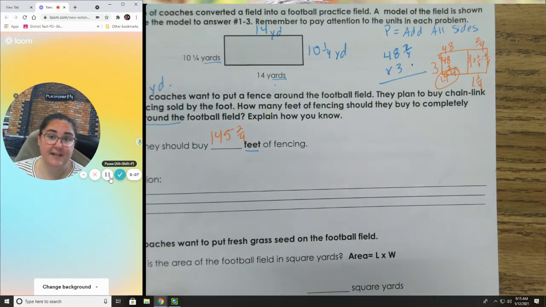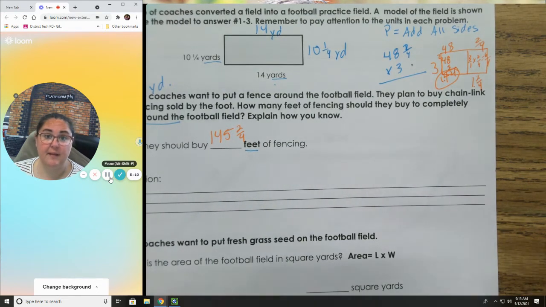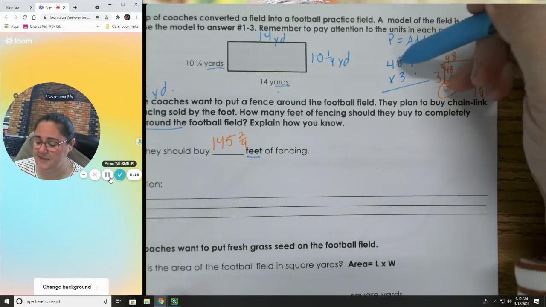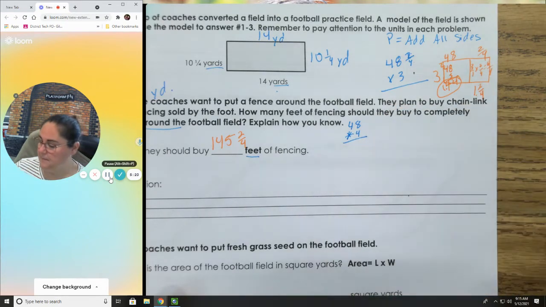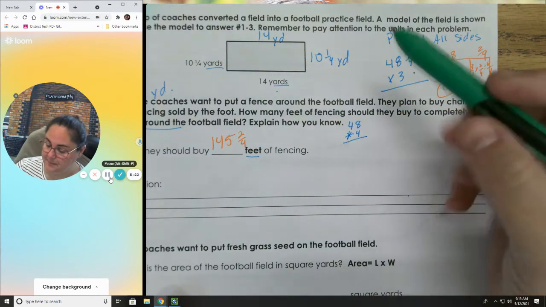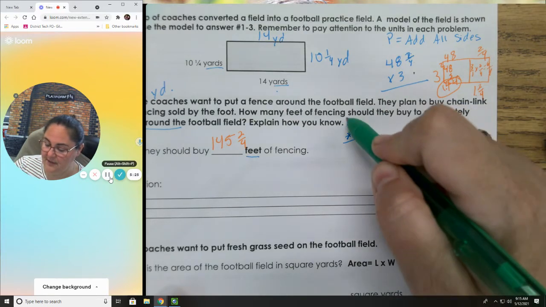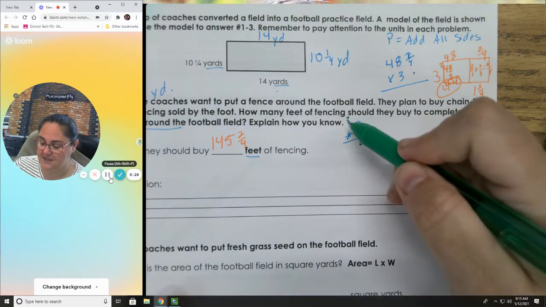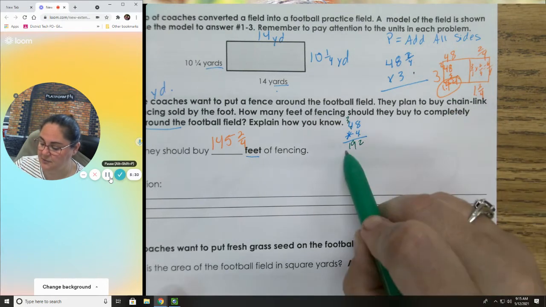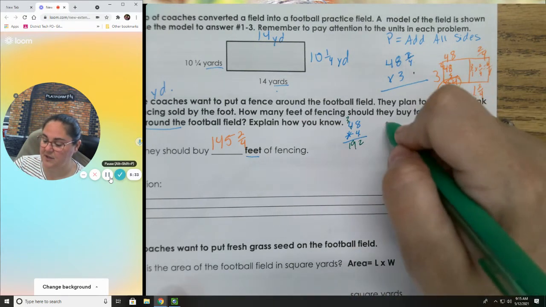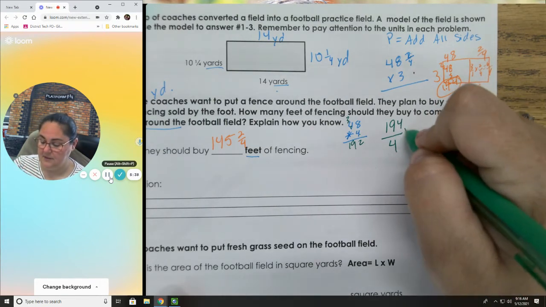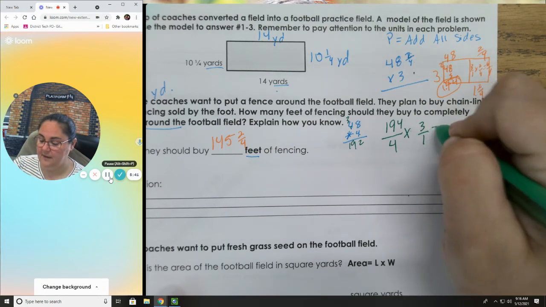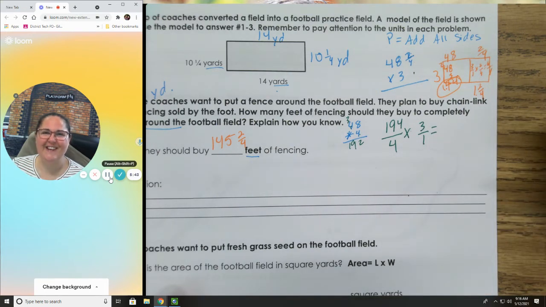Now, for those of you that like to do it the other way, renaming and then multiplying, that's fine. That's what we're going to do. So in order to do that, I'm going to do 48 times 4 and add 2. So 48 times 4. And I'm going to do this in my green so you can really see it. 8 times 4 is 32. Carry my 3. 4 times 4 is 16, 17, 18, 19. So 192 plus 2 is 194 fourths times 3/1.